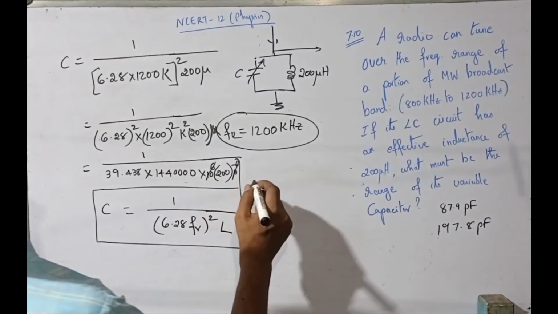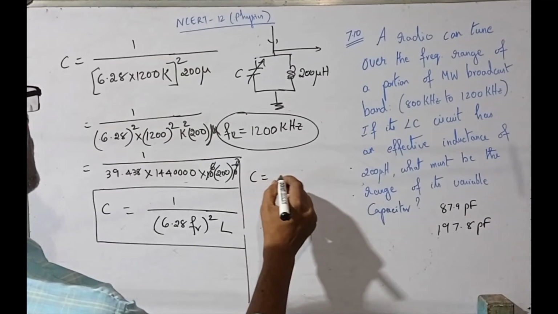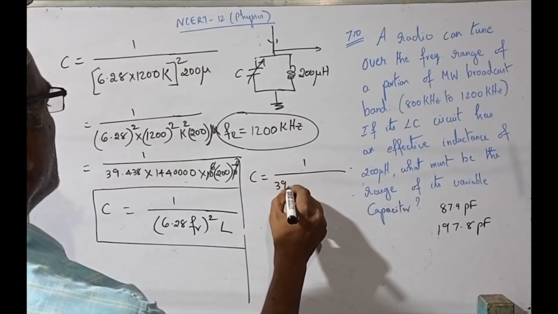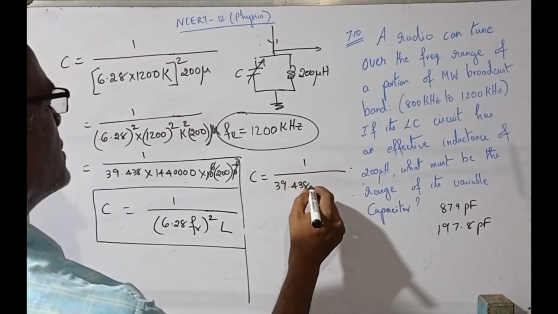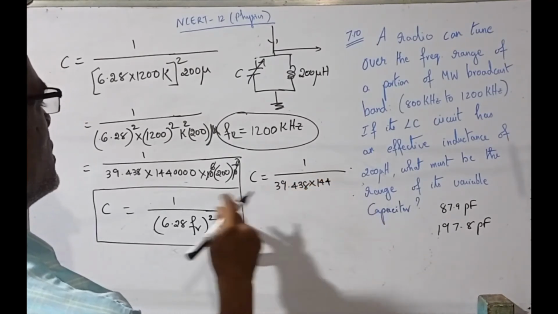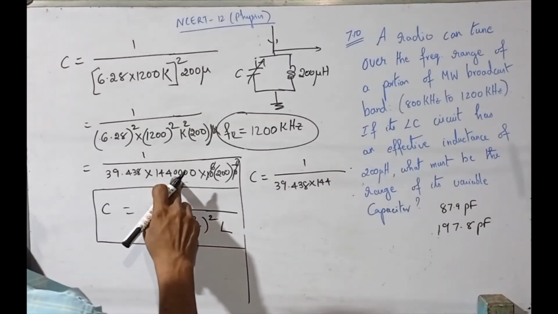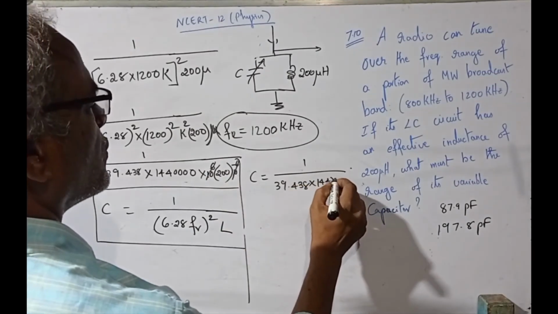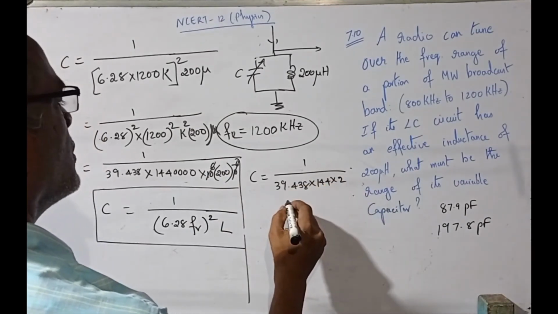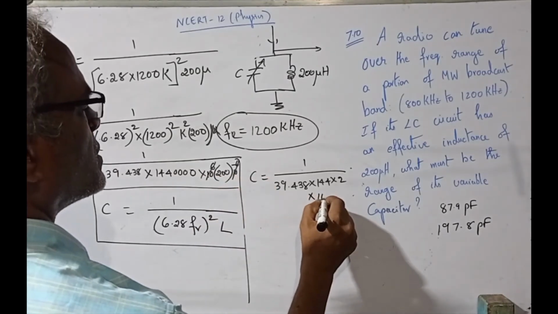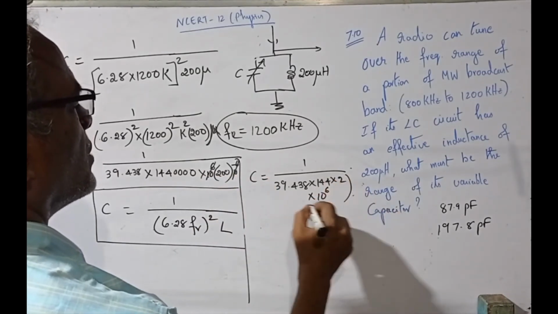Now C is equal to 1 divided by 39.438 into 144. This is 10 power 4 and here you have 2 zeros. So 144 into 2 and 4 zeros, this 2 zeros, so 10 power 6. This everything is in denominator.